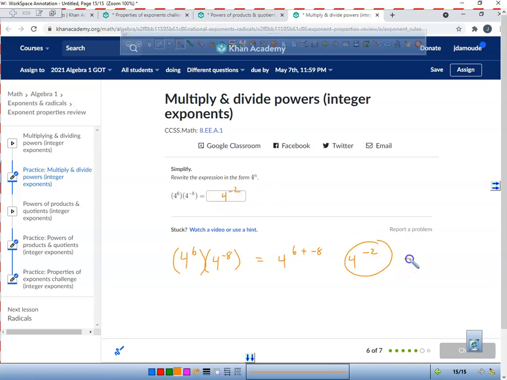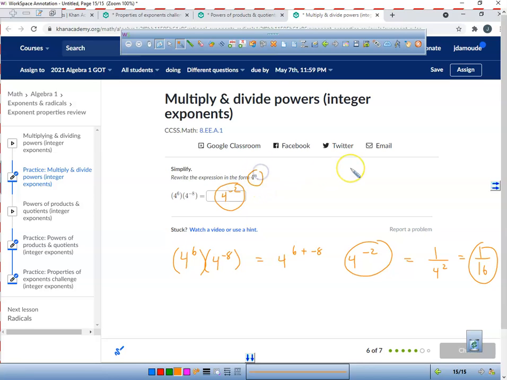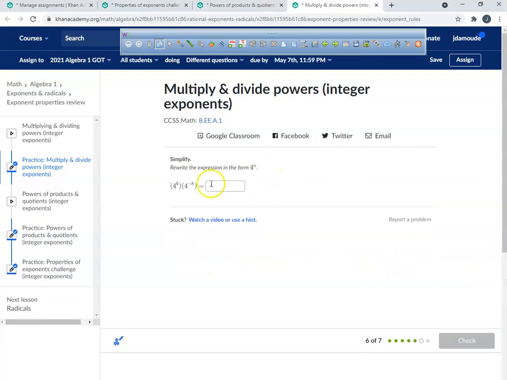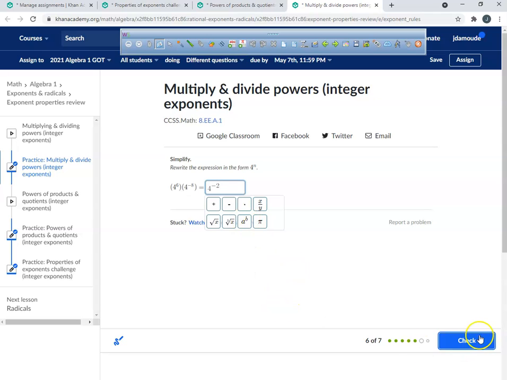Now, 4 to the power of negative 2 is the same as 1 over 4 squared, which actually equals 1 over 16. But I'm not going to type in 1 over 16. I'm going to type in 4 to the power of negative 2 because that's the form that they want. It's always helpful to type it in the form that they want, then you get the answer right. If you don't, then you get the answer wrong. And, you know, who likes getting things wrong? Not me.